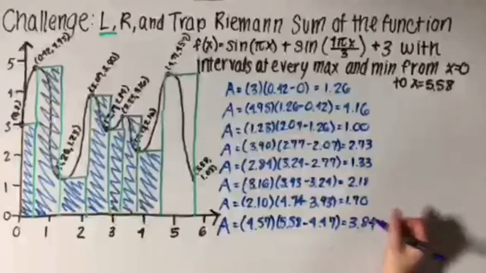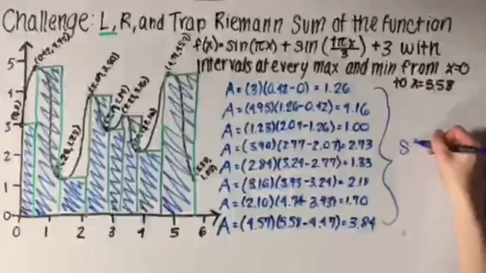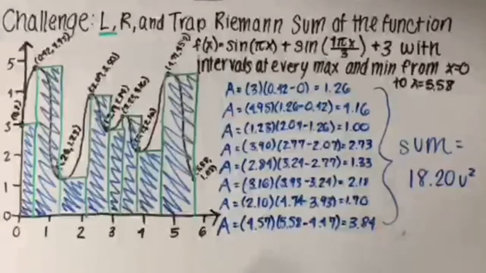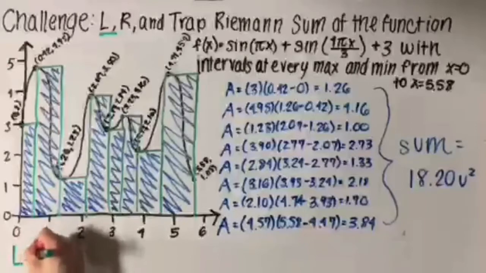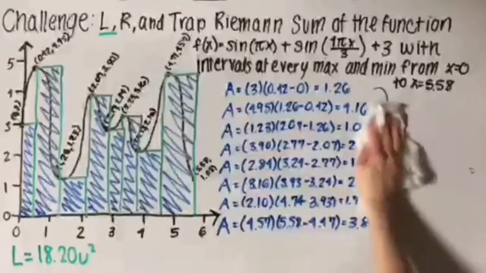Now done with the busy work of working through all the math and finishing up our final interval, we arrive with a total area of a left Riemann sum of 18.2 units squared. For a comparison later, we'll drop that 18.2 units squared down at the bottom.